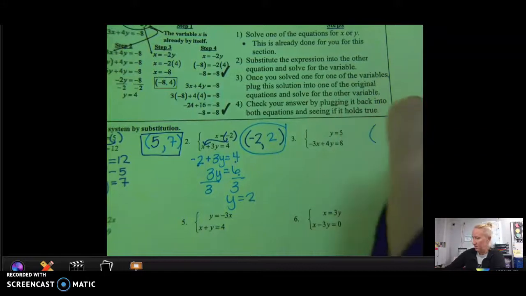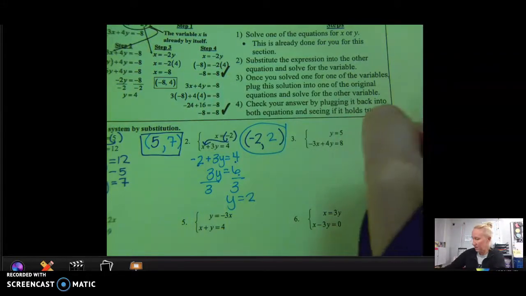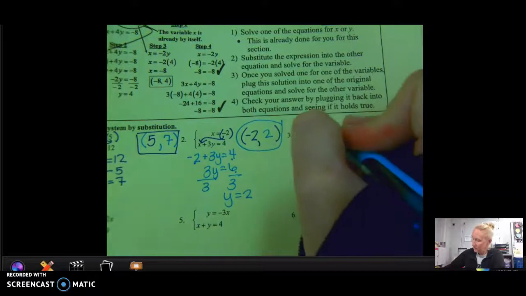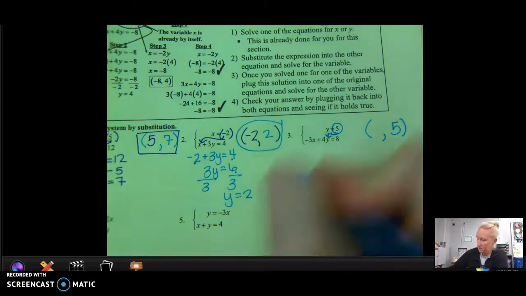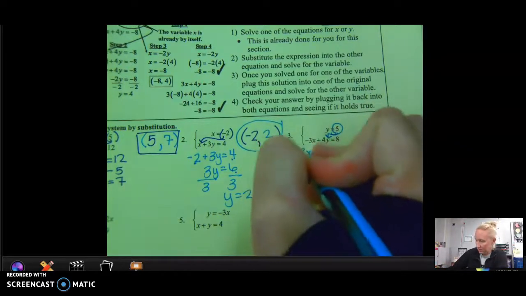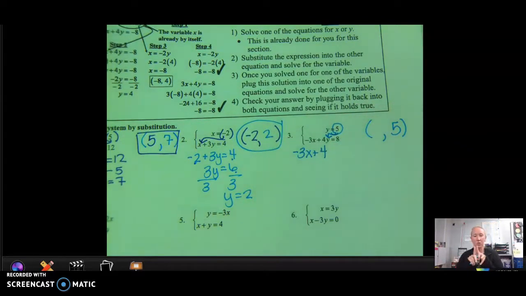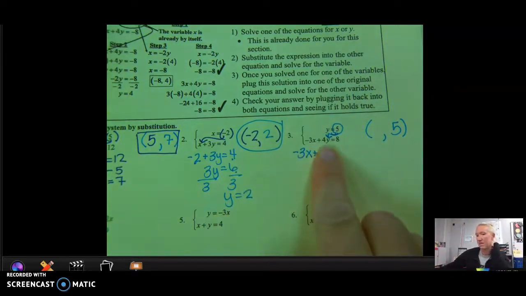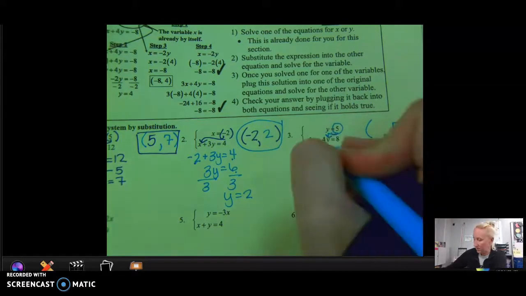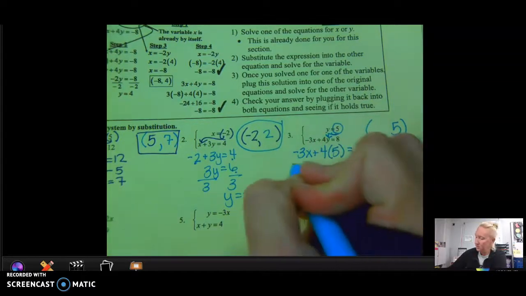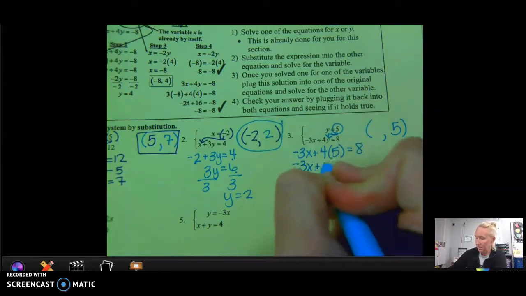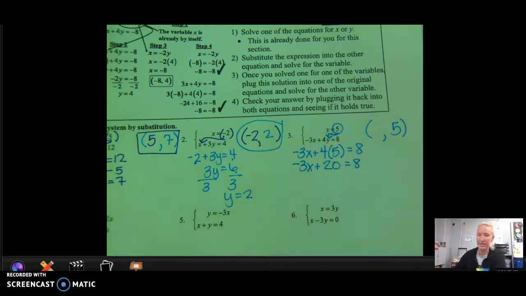All right, so I'm looking for an xy point. We know y is already 5, so I'm looking for the x value. Take what y equals and plug it in for y. So this one has a couple more steps. So I'm going to do -3x plus 4. Now, in math, when two things sit right next to one another, that means multiply. Since the 4 and the y are sitting right next to each other, I'm going to multiply the 4 times whatever y is. In this case, y is 5. So I'm going to show that I'm going to multiply it by 5, and that equals 8. So now I have -3x plus 20 equals 8.